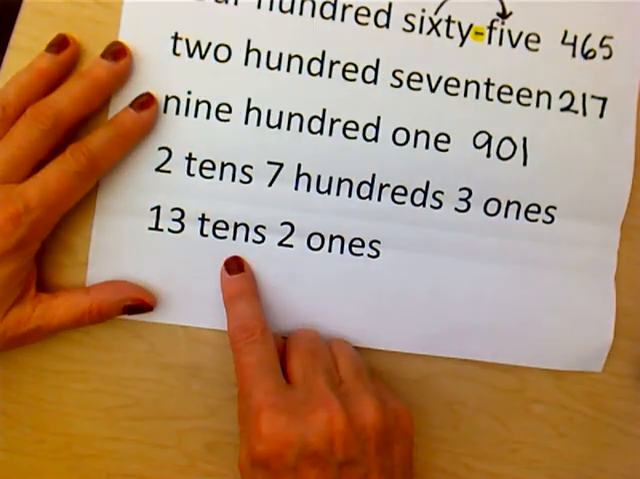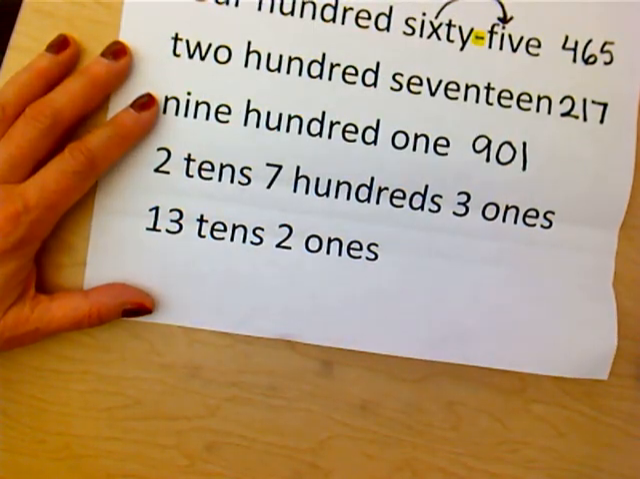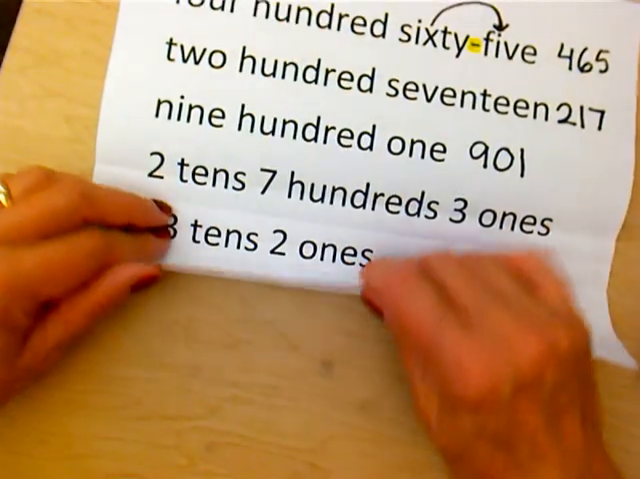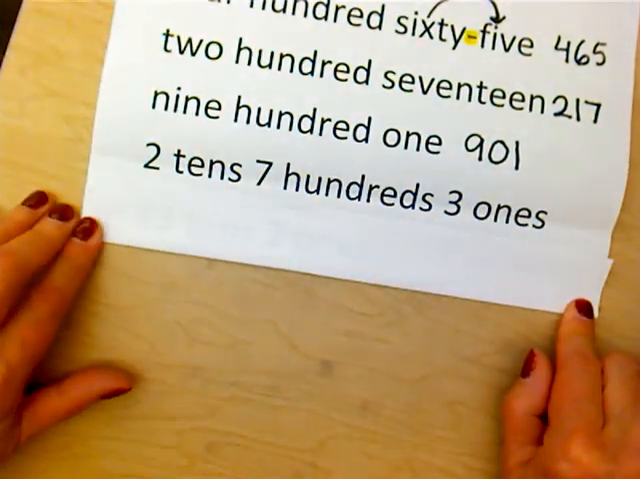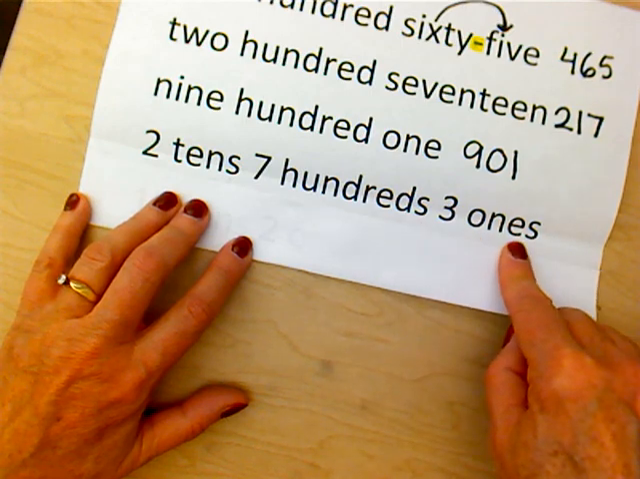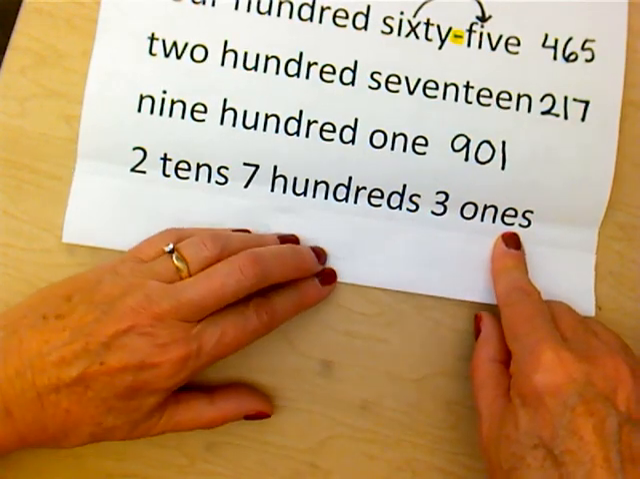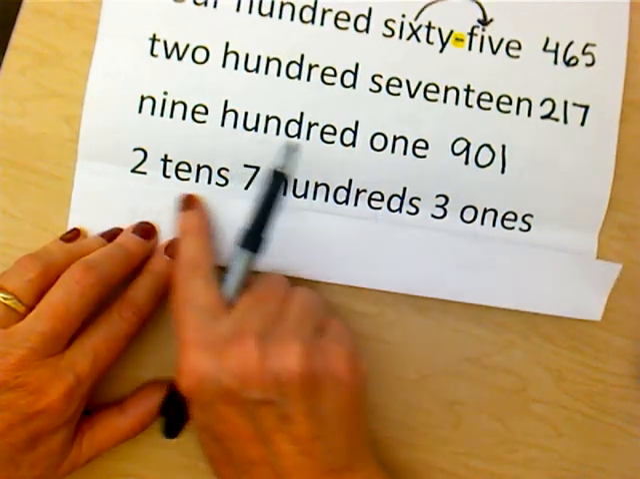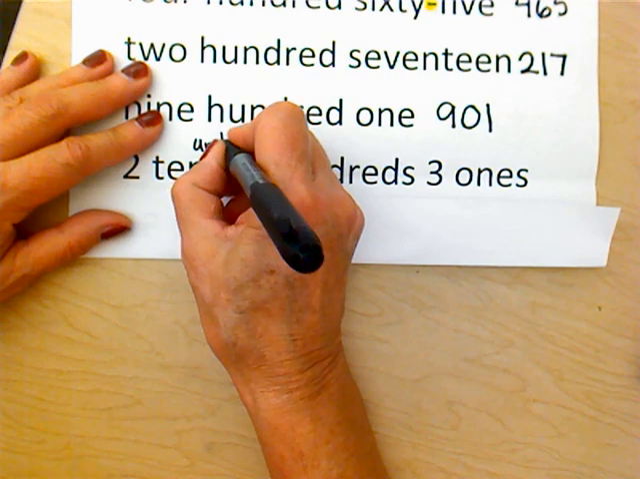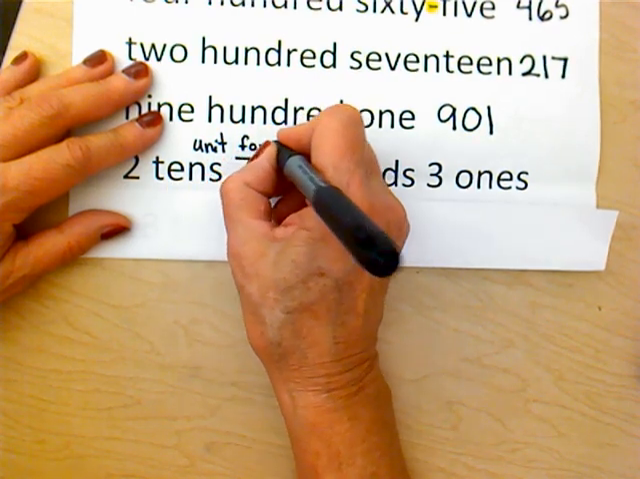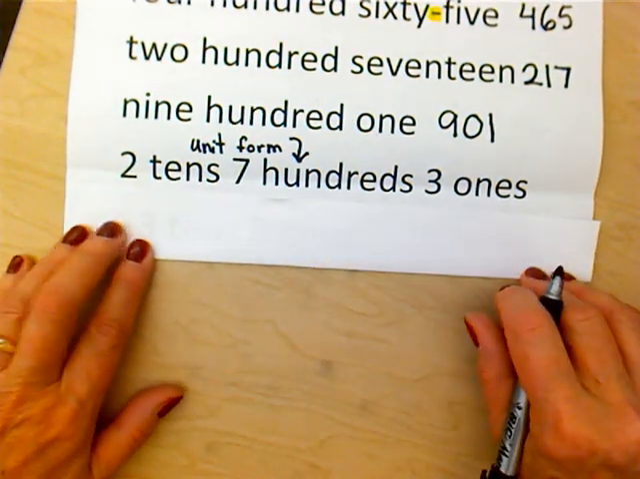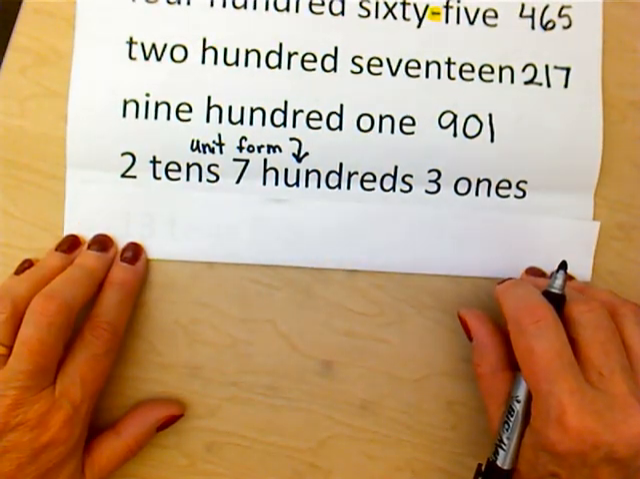This one's a little bit more tricky. Oops, wait a minute. I'm sorry, I shouldn't have been on that one yet. I need to be on this one. Sorry, I have 2 tens, 7 hundreds, and 3 ones. What would that be in standard form? Of course, this form is unit form, so let's just write that down. This is unit form, where we're showing the values according to their units. So 2 tens, 7 hundreds, and 3 ones.